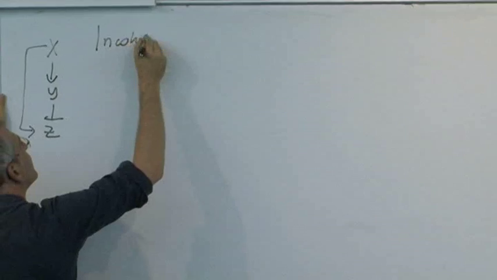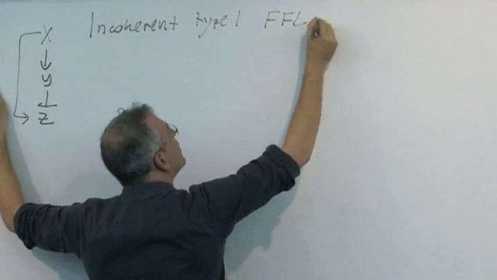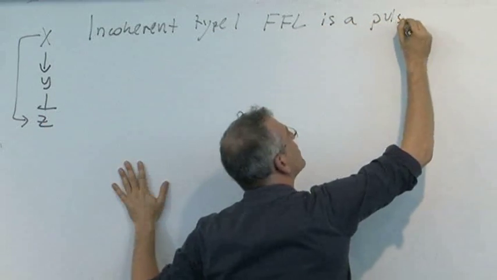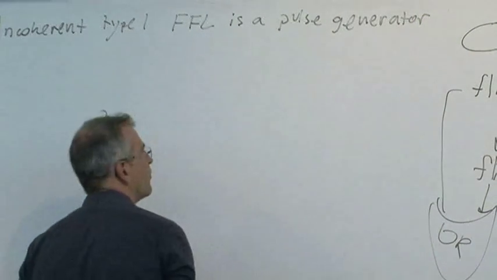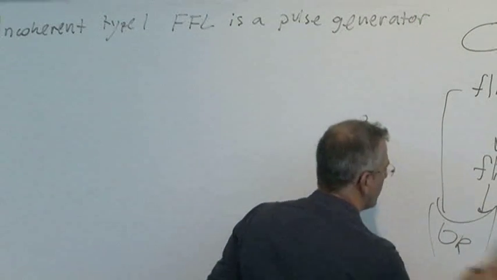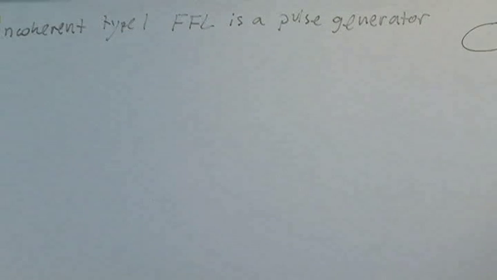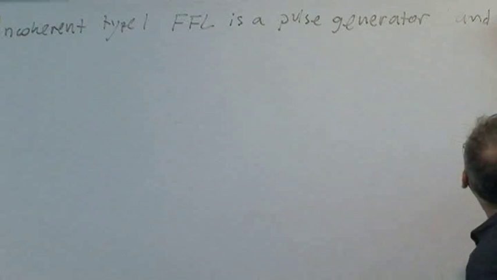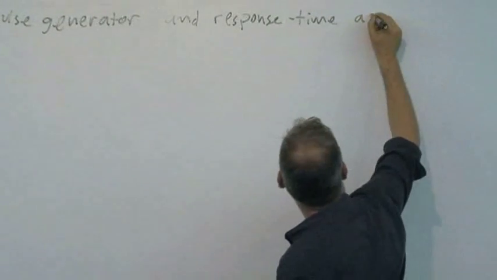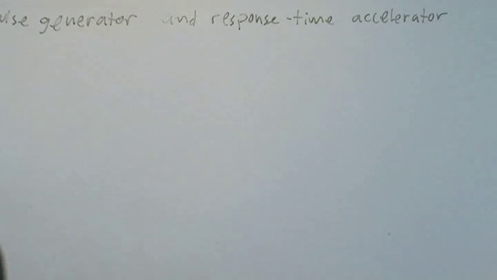Incoherent type 1 feed-forward loop is a pulse generator and response time accelerator. What do I mean by that?